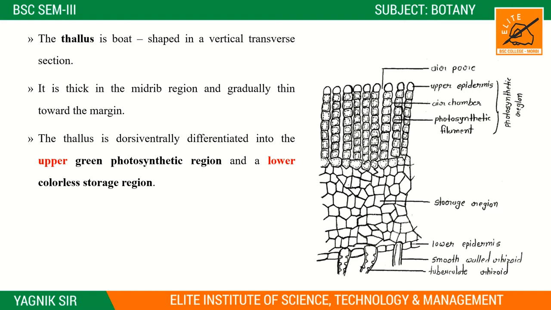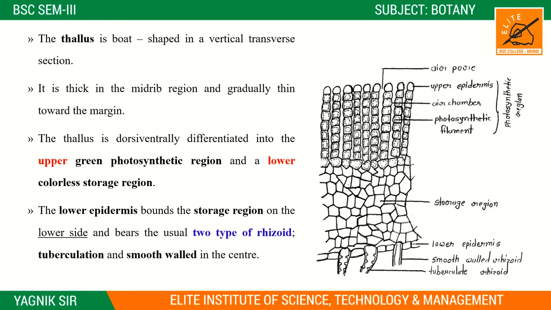The thallus is dorsiventrally differentiated into the upper green photosynthetic region and the lower storage region, right? As I already told you, the thallus is differentiated into two regions, photosynthetic and storage. The photosynthetic region is always greenish; terrestrial plants have dark green color, and aquatic plants are not dark but pale green. So here the photosynthetic region is greenish and the storage region is colorless.